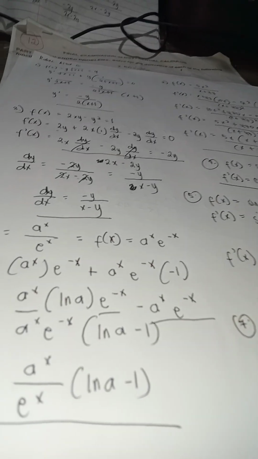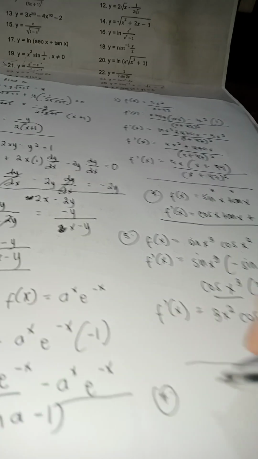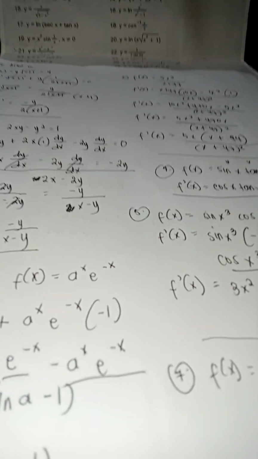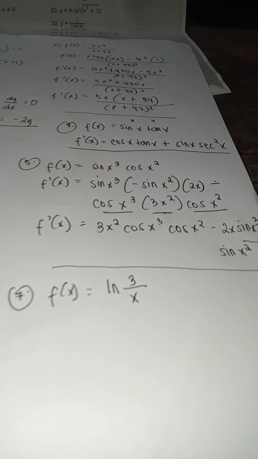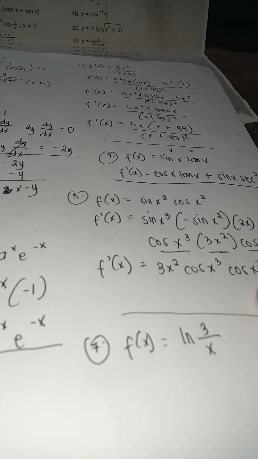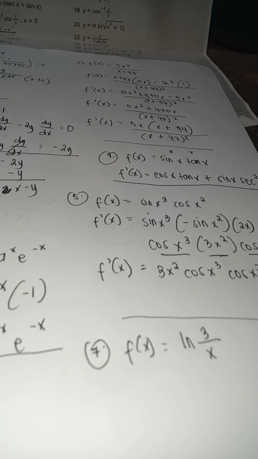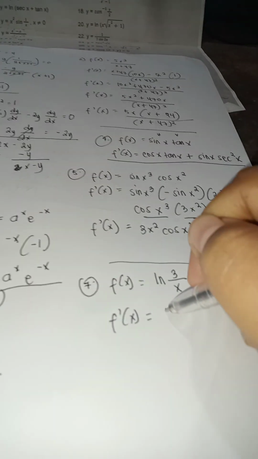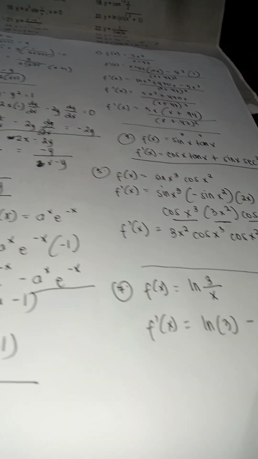Number 7. Number 7 problem is f of x is equal to ln 3 over x. So applying the rule of the logarithm, okay? We are going to distribute it first and subtract, since we are getting a quotient or having a denominator. So f prime x is equal to ln 3 minus ln x.